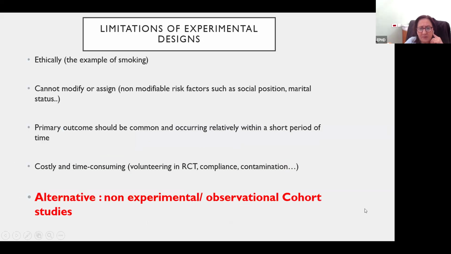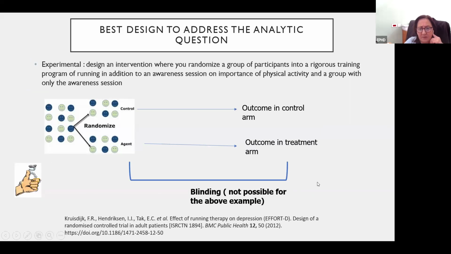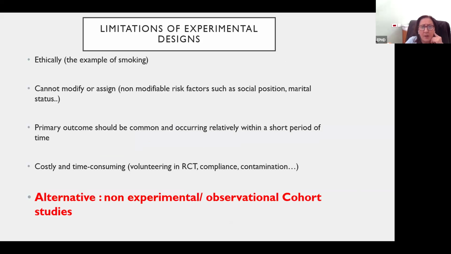So this is an example with an RCT: effect of running therapy on depression, design of a randomized controlled trial in adult patients. However, this kind of question, does running improve cardiovascular disease? Does running improve your depression? And so on and so forth, are not always easily answered by an RCT. It's not always easy to randomly allocate people into this kind of exposure.